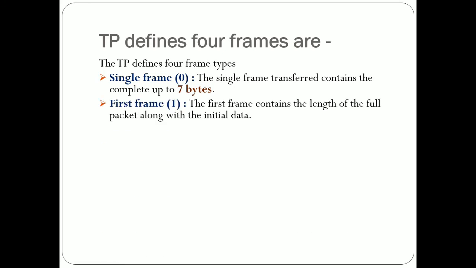Then the first frame contains the length of the full packet along with the initial data. You have a full package of up to 4095 bytes of data.